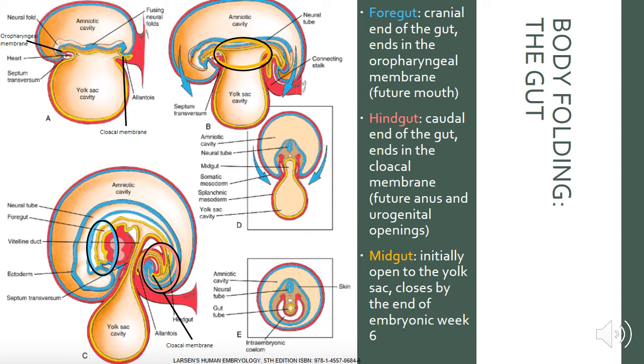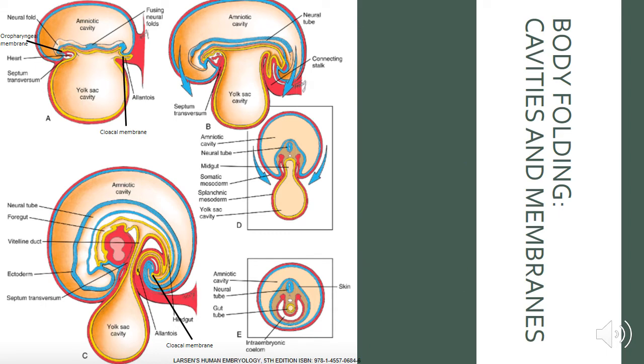And the midgut. At this stage, the midgut is kind of interesting because it's actually open to the yolk sac, but that will close by the end of embryonic week 6. And so by the end of this folding process, we have an early gut tube, and that produces some of that basic body plan that we're trying to get to. We'll look at that in just a minute.